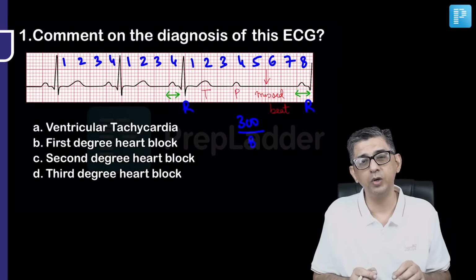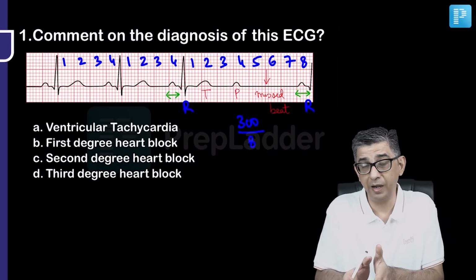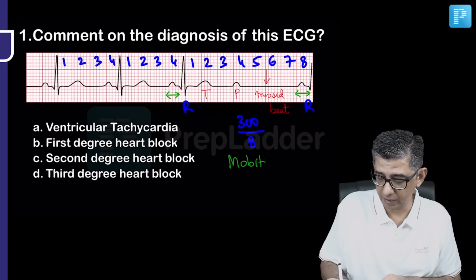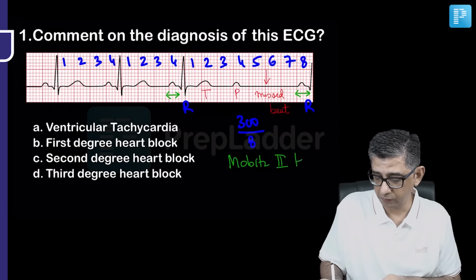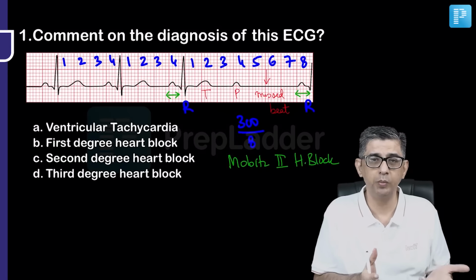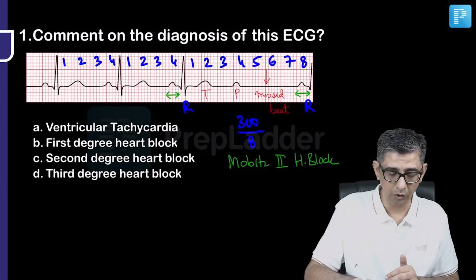And the moment you were able to work out that the PR interval after the missed beat and prior to the missed beat are equal, you have the diagnosis of Mobitz 2 heart block, and that will narrow down the diagnosis of this patient as suffering from a variant of second degree heart block. Let me just quickly rule out other options as well.